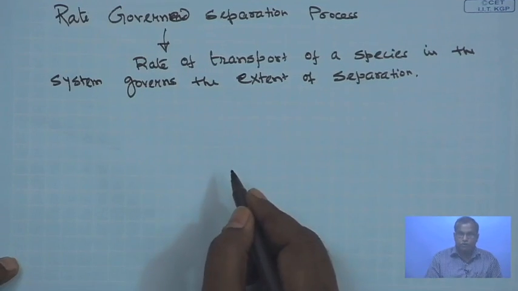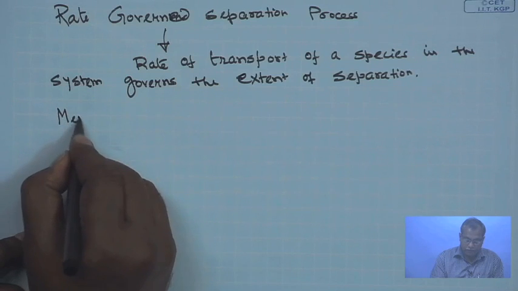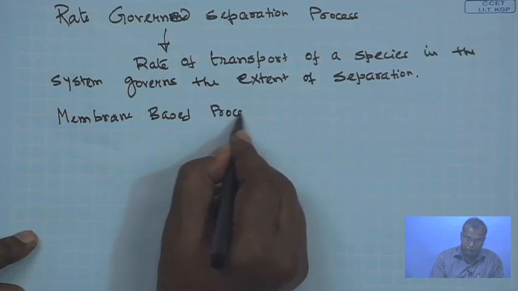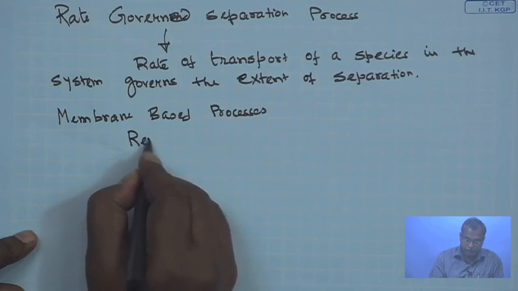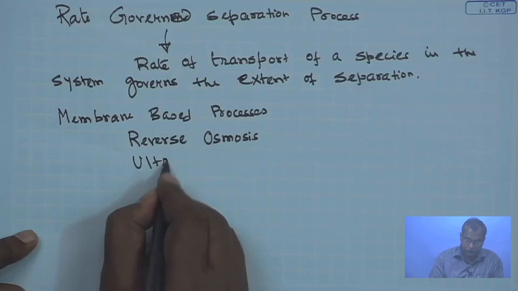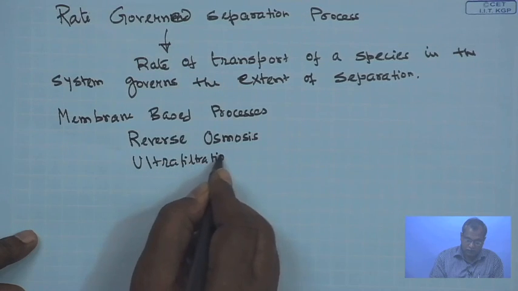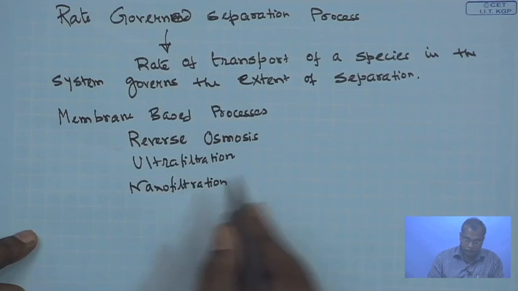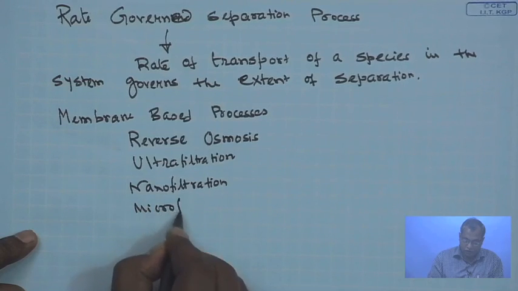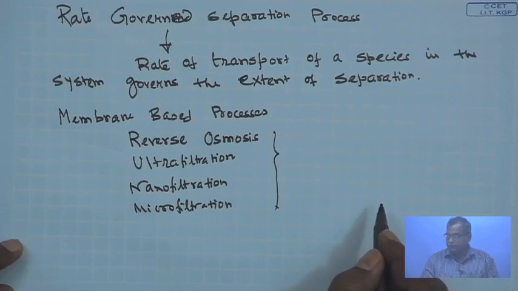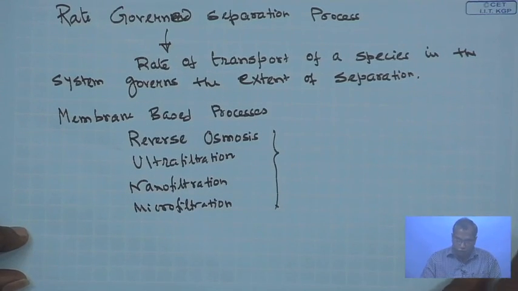For example, most of the membrane based separation processes fall under rate governed separation processes, membrane based processes. For example, reverse osmosis, ultrafiltration, nanofiltration, microfiltration, all pressure driven, membrane based separation processes, they fall under the rate governed separation processes. Now, that is the difference between an equilibrium governed separation process and a rate governed separation process.